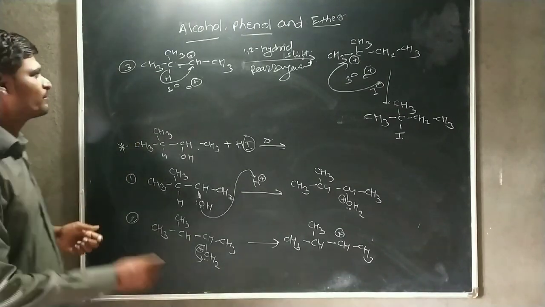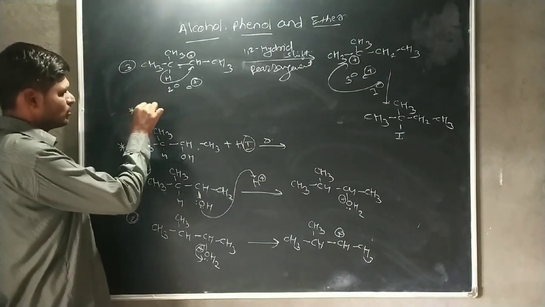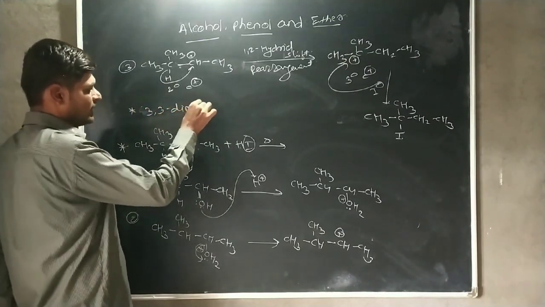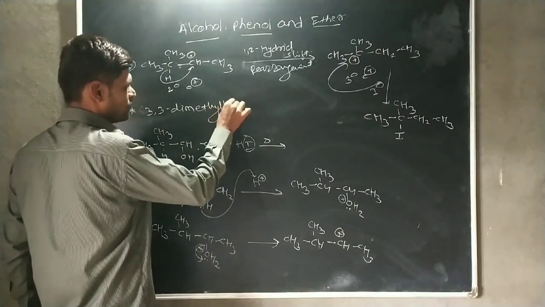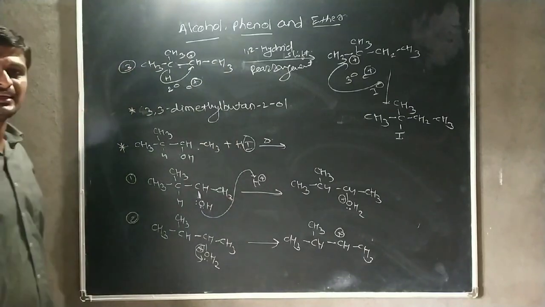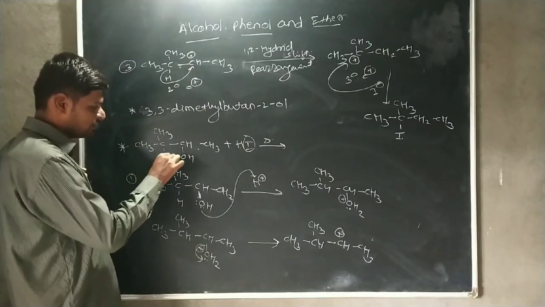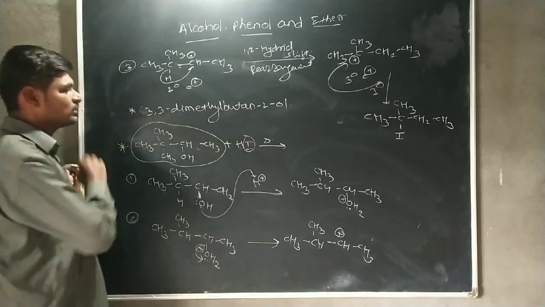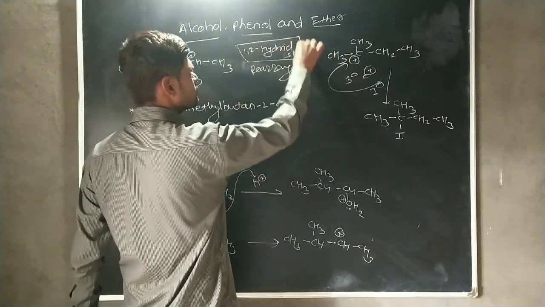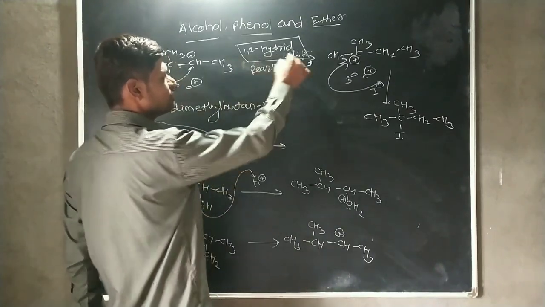In this reaction there is a rearrangement reaction, and one of the other molecules also shows a rearrangement reaction. This molecule is named 3,3-dimethylbutan-2-ol. That means here one hydrogen is replaced by CH3. This molecule also shows the rearrangement reaction, but in this case the 1,2 hydride shift is not possible. But in this reaction there is a 1,2 methyl shift here.